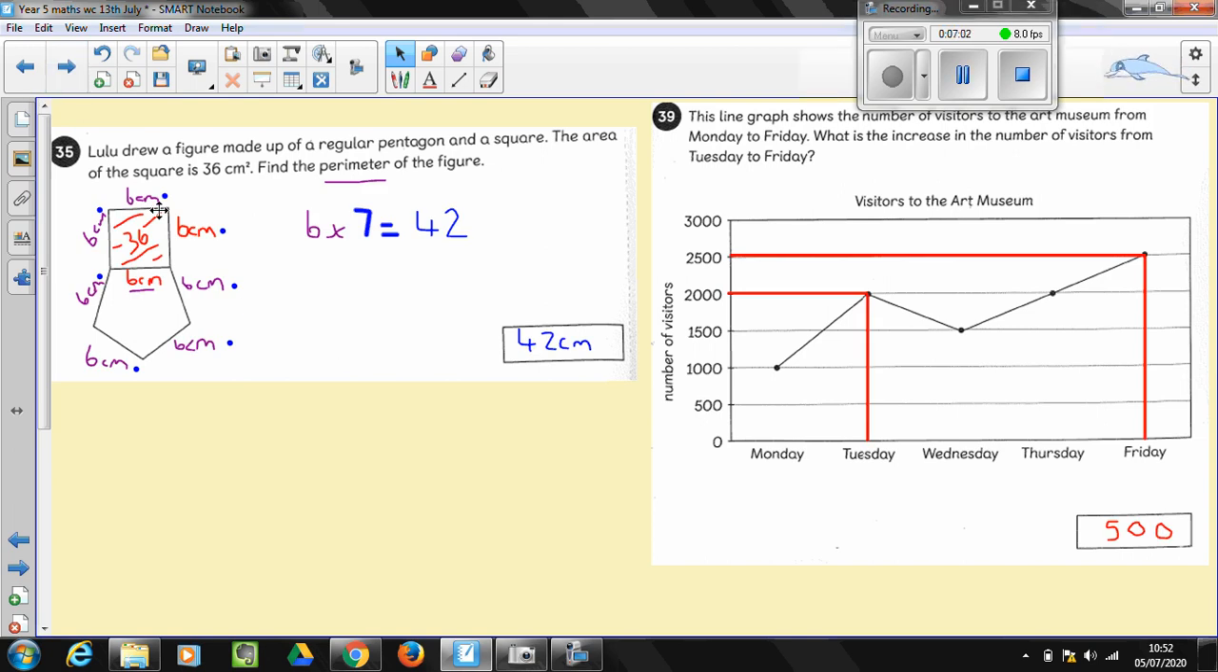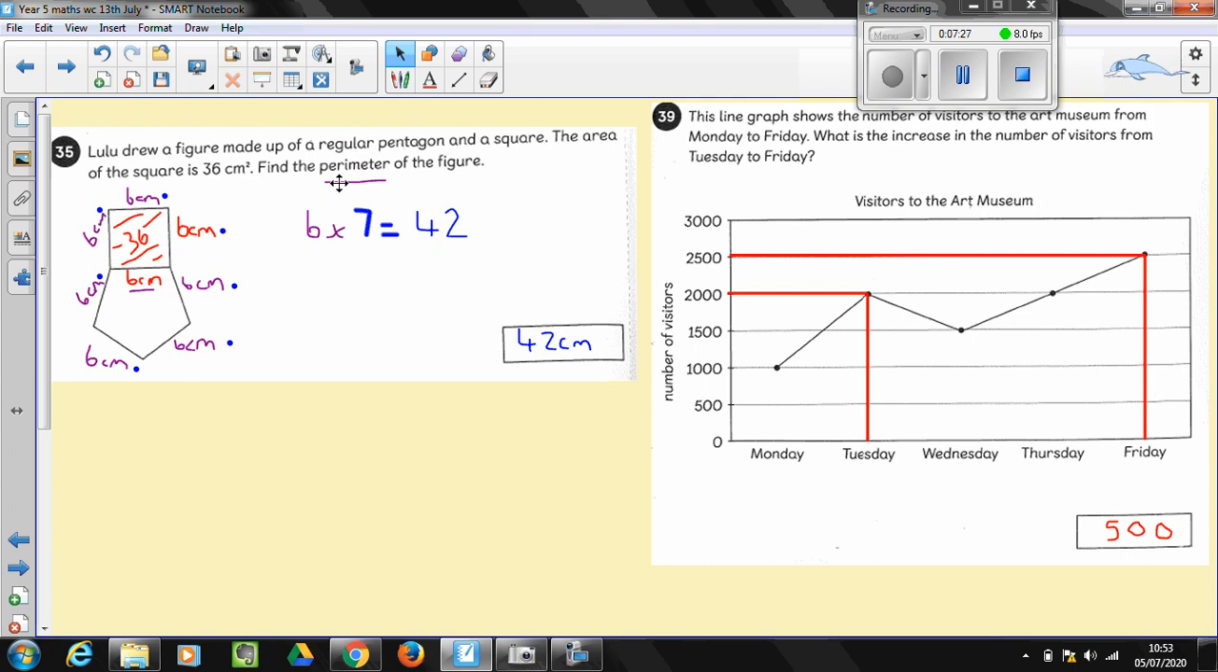So for this one, if I knew that the area was 36, then I knew 6 times 6 made 36. So I knew that each of these square lengths must be 6 centimetres. Because this square length is exactly the same as the pentagon, and the pentagon is regular, I knew that all of these lengths must also be 6 centimetres.